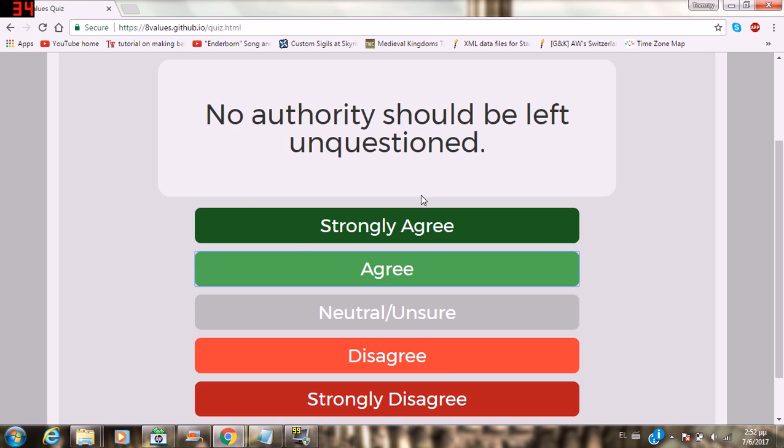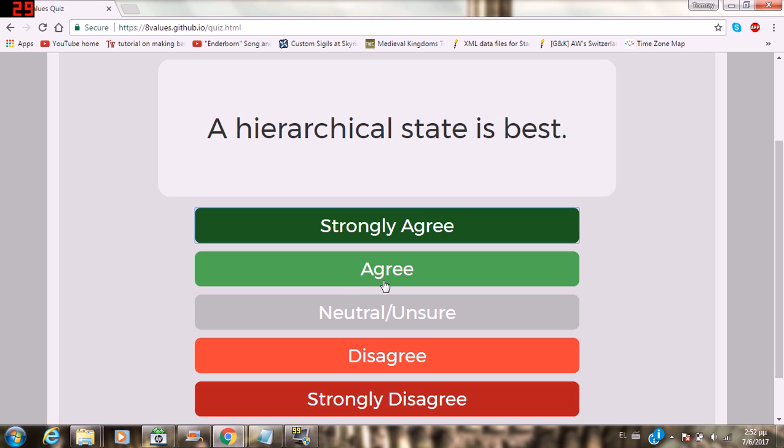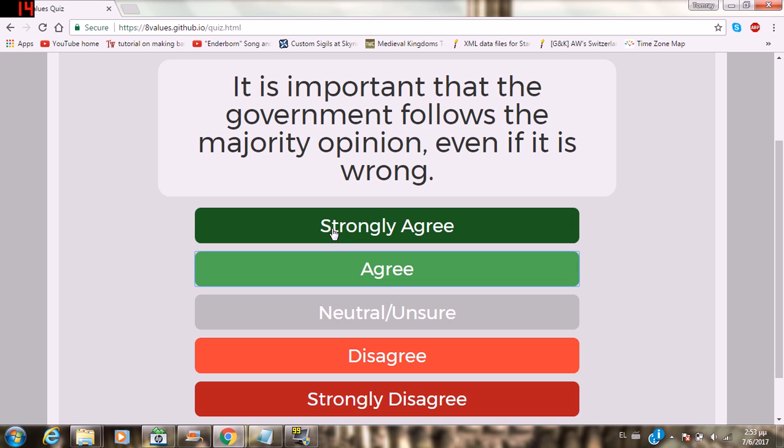So I have to agree with this. No authority should be left unquestioned. Absolutely. Hierarchical state is best. A hierarchical state is the only state. There is no other way you can have a state. It's important that the government follow the majority opinion even if it's wrong. Yeah, absolutely. It's called democracy, folks.